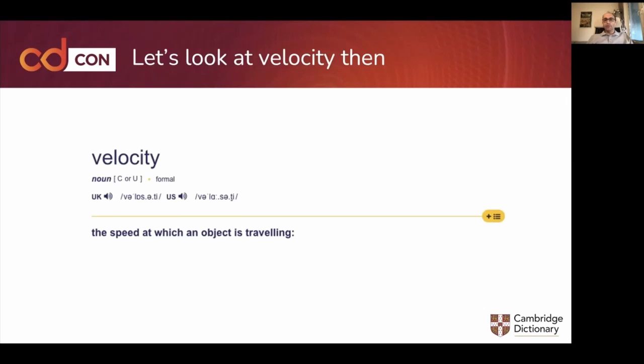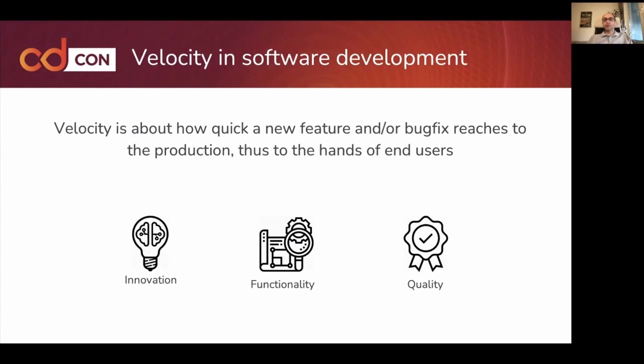So now we can look at velocity. We already talked about velocity in software development, but look at velocity from Cambridge Dictionary. Velocity is the speed at which an object is traveling, which is obvious. But if we look at velocity in software development, it is not very different from what is described in the dictionary. Velocity is about how quick a new feature and/or bug fix reaches production, to the hands of end users. And this depends on the pace of innovation.